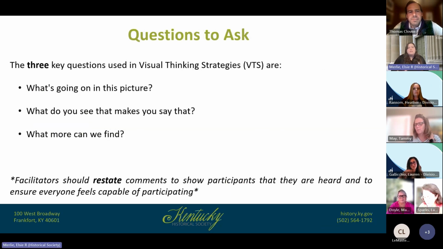So we're going to start conducting our own VTS session. When you are conducting it in your classroom, you're going to be wanting to focus on these 3 key questions. So we have, what's going on in this picture? What do you see that makes you say that? And what more can you find? So we are going to practice.